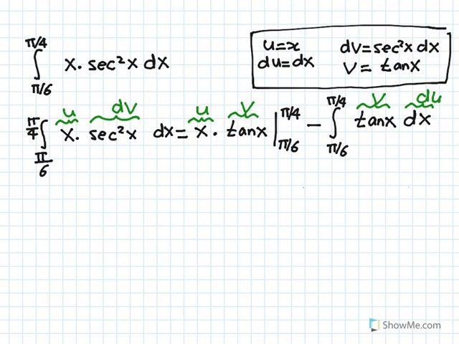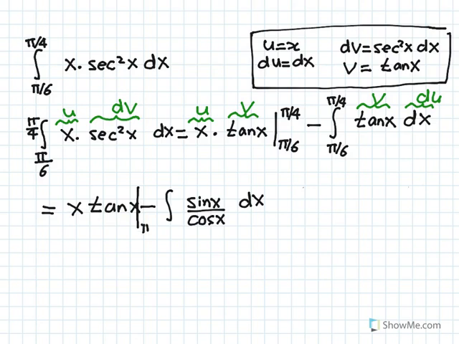All right, so what we get is x tan x minus the integral of tan x dx. Well, we can rewrite tan x as sin x over cos x. This will allow us to apply the substitution method to solve this integral. Sin x over cos x dx. And let's not forget the limits of integration, from pi over 6 to pi over 4.